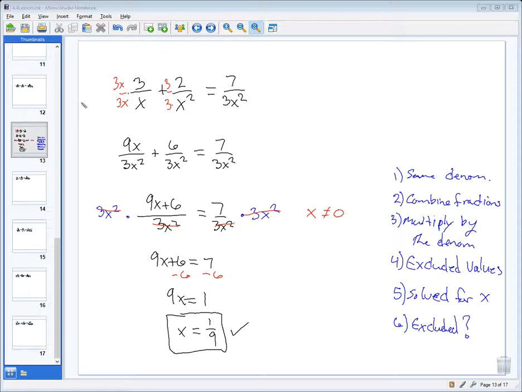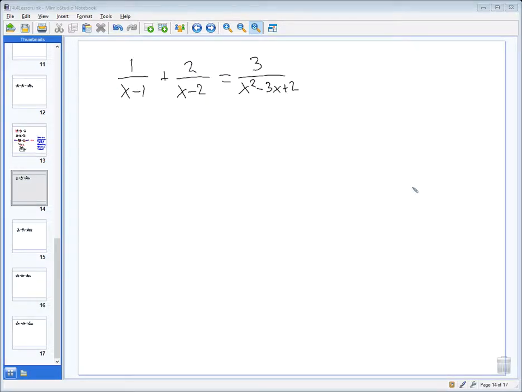So we're going to do those same steps on the next problem. First thing we want to do is get the same denominator. To do that, we need to factor this one on the right. We'll multiply as a 2 and adds to 3. That would be a 2 and a 1, using both negative to make -3.